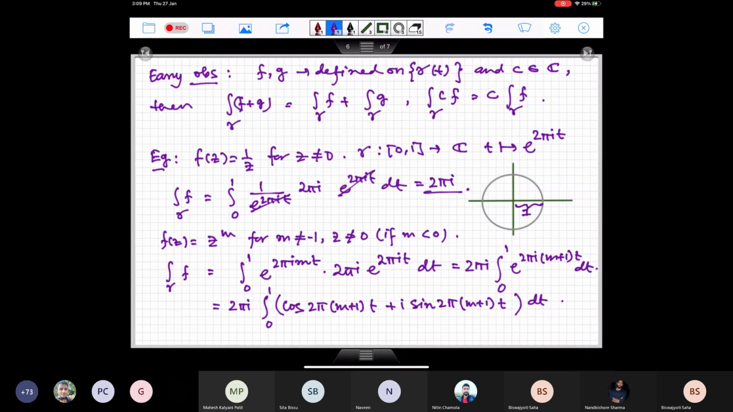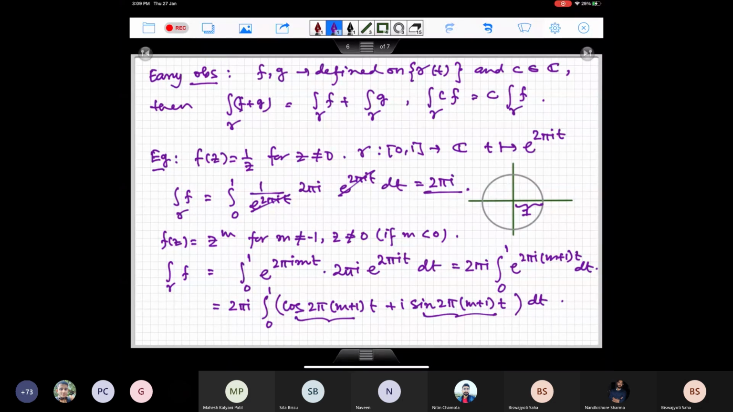So if m plus 1 is 0, then cosine of 2 pi times 0 times t is just a constant. Similarly sine 2 pi 0 times t is a constant again. But if m is not equal to minus 1, then these sine and cosine functions are non-constant functions, right? Correct? Not only that, I have taken the interval to be 0 to 1. This cosine 2 pi t, for example, is a periodic function.